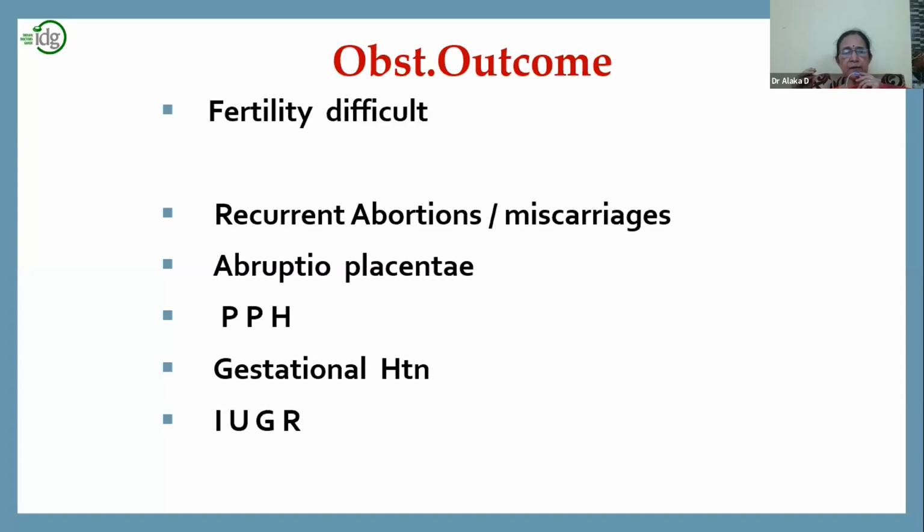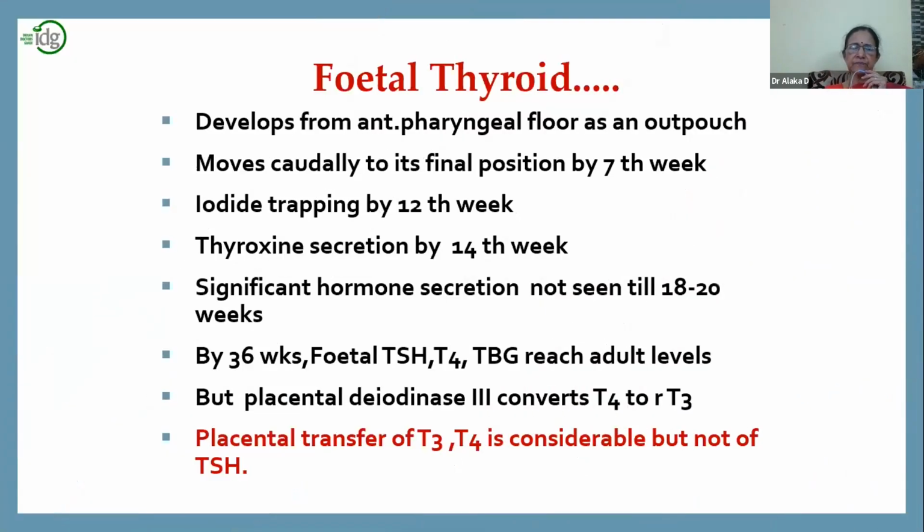Now, if there is a hypothyroidism, the fertility, first of all, is difficult. And then there are complications like recurrent abortions, miscarriages, abruptio placentae, postpartum hemorrhage, gestational hypertension, and intrauterine growth retardation. In the reverse way, what I'll say, if a patient comes with any of these problems, infertility, recurrent abortion, please evaluate their thyroid functions.